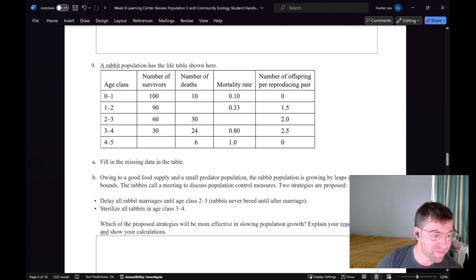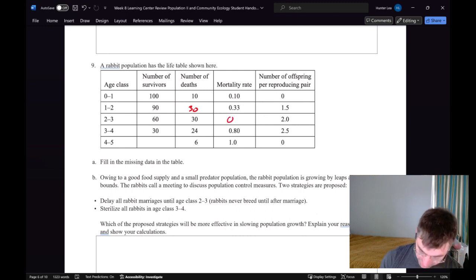A rabbit population has the life table shown here. Fill in the missing data. So the number of survivors for years 1 and 2, we have a mortality rate of 0.3, so a third of those. A third of 90 is 30. Easy peasy. Number of offspring per reproducing pair, 1.5. So that gives us 60 individuals. That makes sense. Number of deaths is 30.